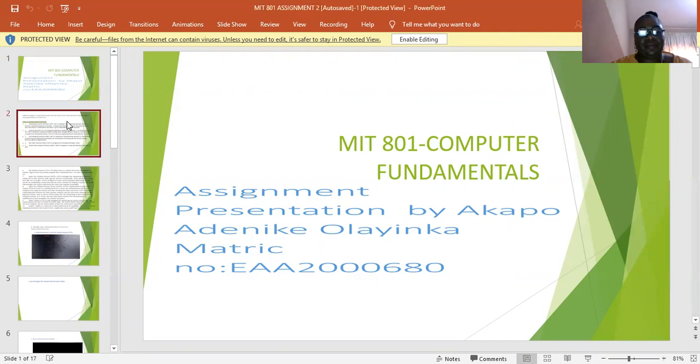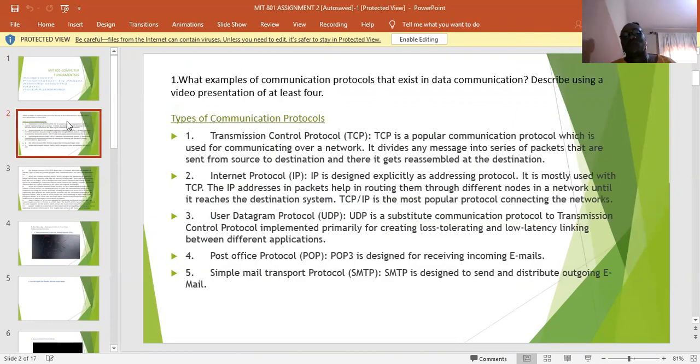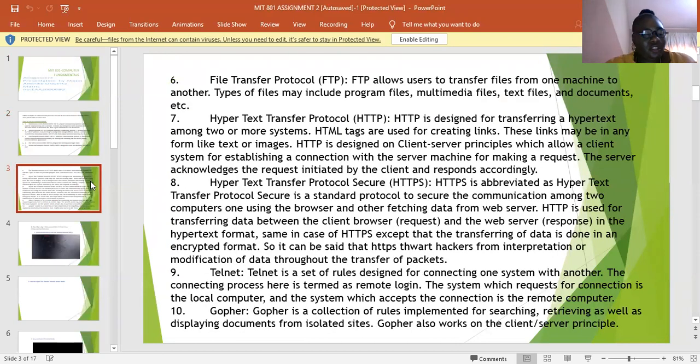The first assignment given to us states: what examples of communication protocol exist in data communication? Describe using a video presentation at least 4 types of communication protocol. We have the Transmission Control Protocol, the Internet Protocol, the User Datagram Protocol, the Post Office Protocol, the Simple Mail Transport Protocol. Also, we have the File Transfer Protocol, the Hypertext Transfer Protocol, the Hypertext Transfer Protocol Secure with the S, Telnet, and Gopher.